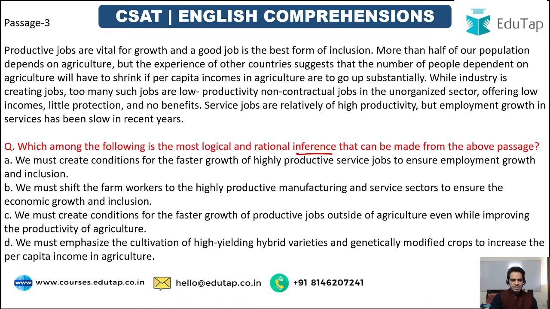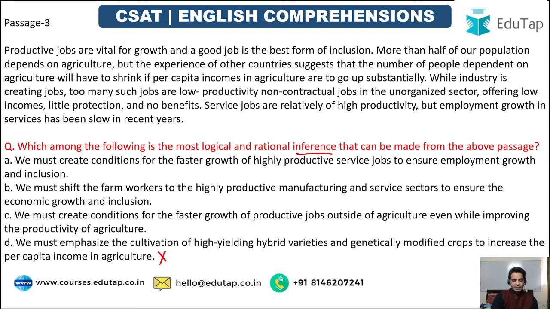The options are: we must create conditions for the faster growth of highly productive sectors, ensure employment growth and inclusion. Must shift the farm workers to the highly productive sectors, ensure the economic growth. Third, we must create conditions for the faster growth of productive jobs outside of agriculture, even while improving the productivity of agriculture. Fourth is we must emphasize the cultivation of high yielding hybrid varieties, genetically modified crops to increase the per capita income of agriculture. Can I eliminate this? This has no link.